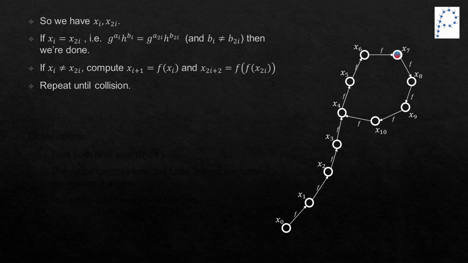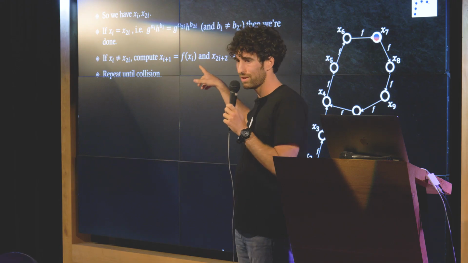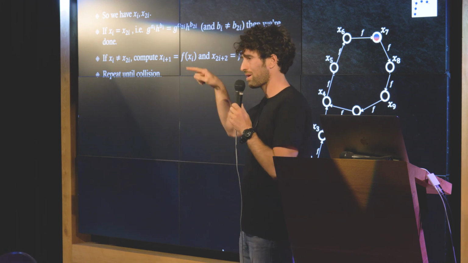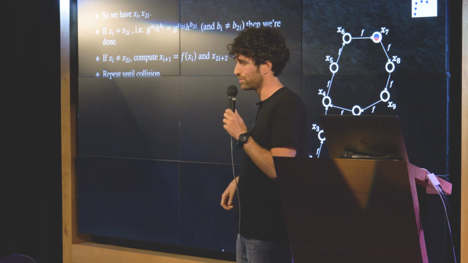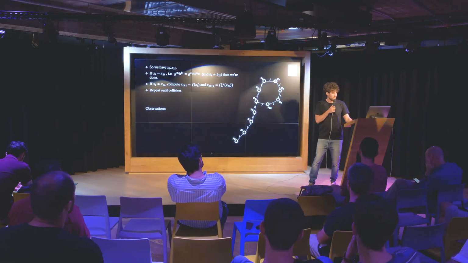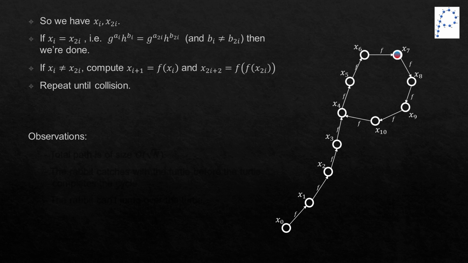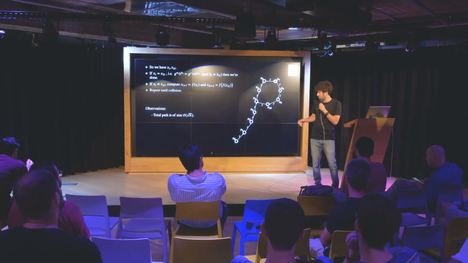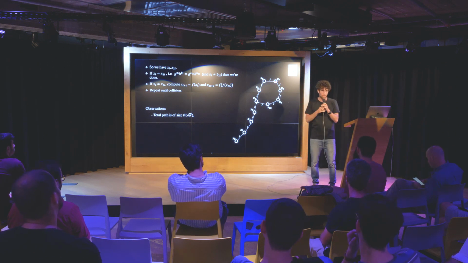So bottom line, we only have to remember xi and x2i, and after enough time, they will meet each other. So, okay, that's great. Let's make a few observations. The total path is of size O of square root n. Why? Because that's how long it takes to find a collision in the sequence, right?